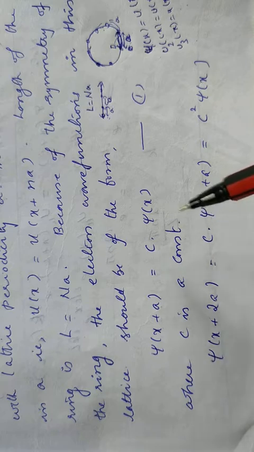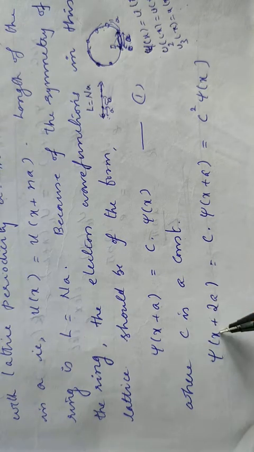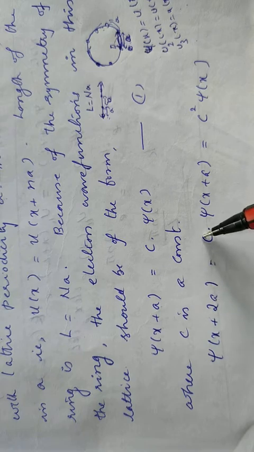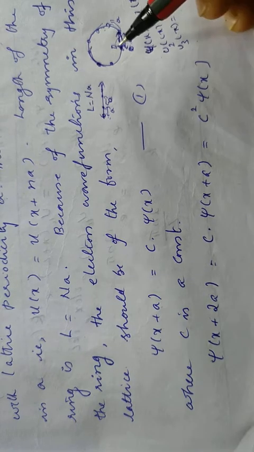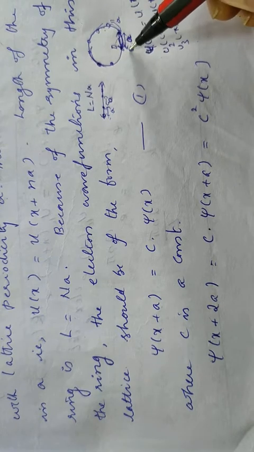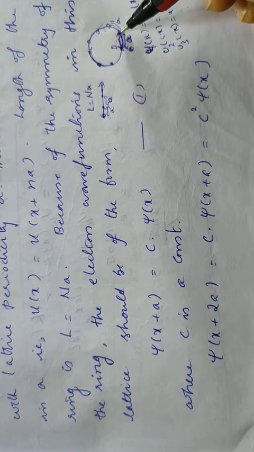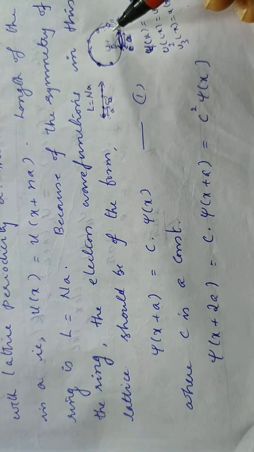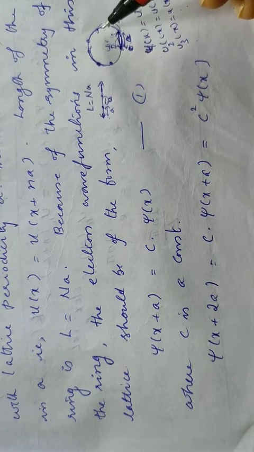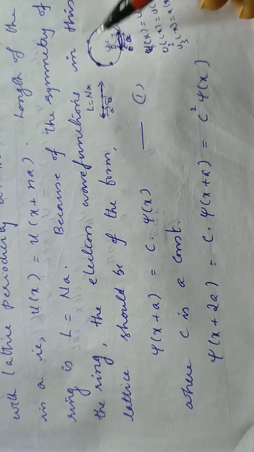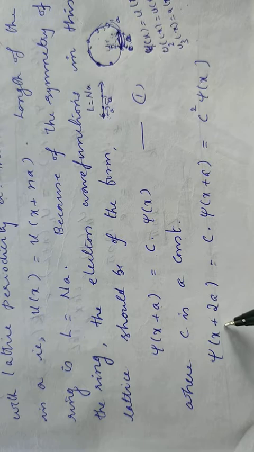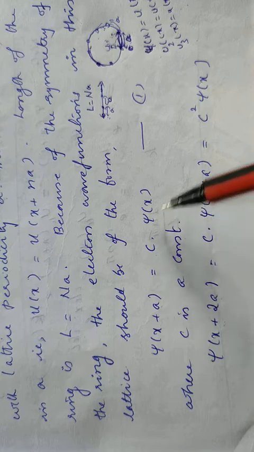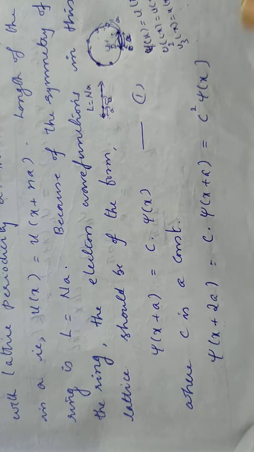Here C is a constant. Similarly, psi of x plus 2A can be written as C into psi of x plus A, which is again related to psi of x plus 3A, and so on. So instead of psi of x plus A, we can write C into psi of x, and so psi of x plus 2A is C squared into psi of x.